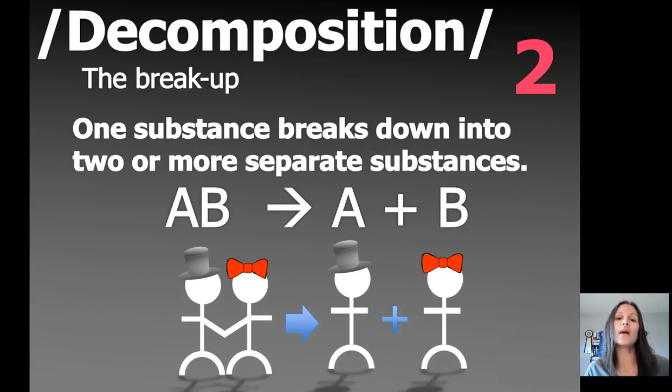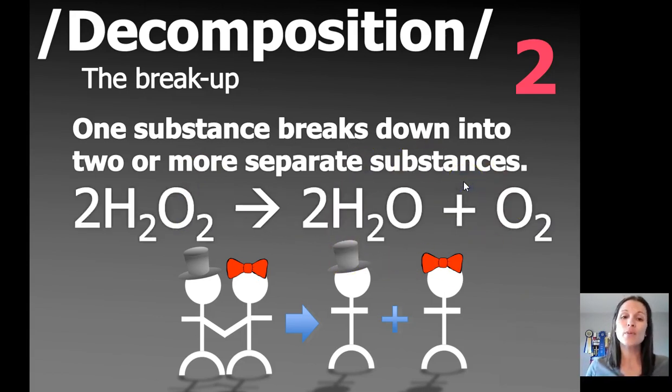Decomposition reaction is when one substance breaks down into 2 or more separate substances. So if we're looking at the chemical reaction, we have 1 reactant, and that reactant is going to split to create 2 products. An example of that would be hydrogen peroxide breaks down to become water and oxygen.